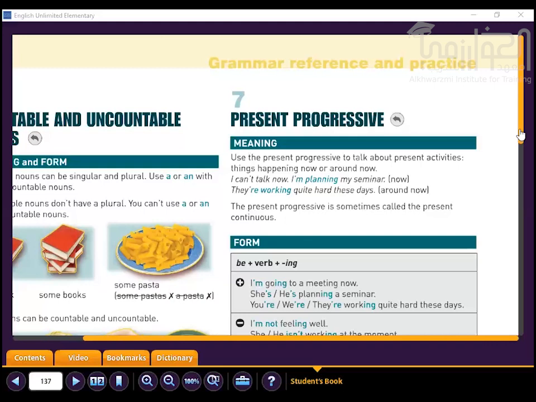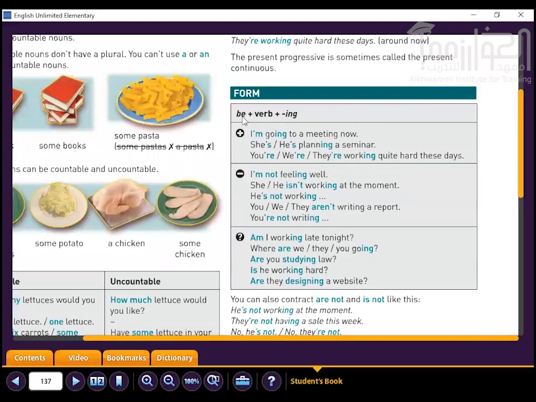Let's now look at the form of the present continuous. We have be plus the verb plus ing. Now, there are many students, when you ask them about the present continuous or the present progressive, they just tell you ing, the verb with ing. No, the be must be there. So you need three parts to form the present continuous sentence. You need be, you need a verb, and you need ing. You don't need only ing. There should be the verb, and not the verb and the ing alone. You must also have the be.